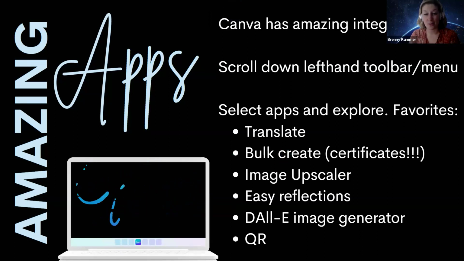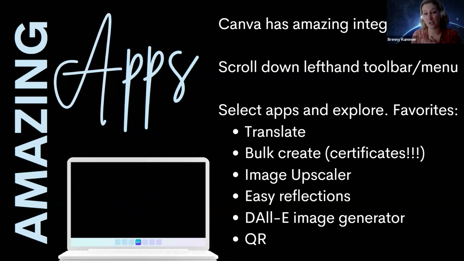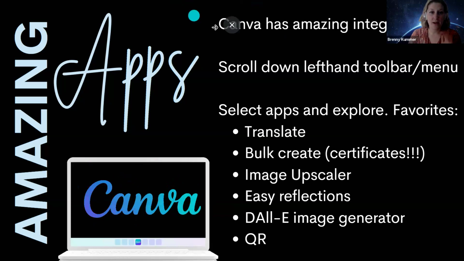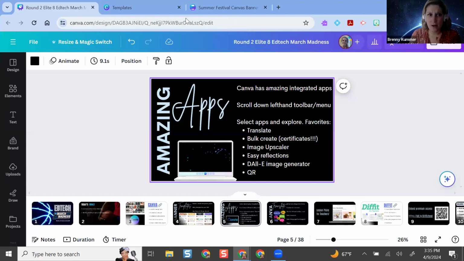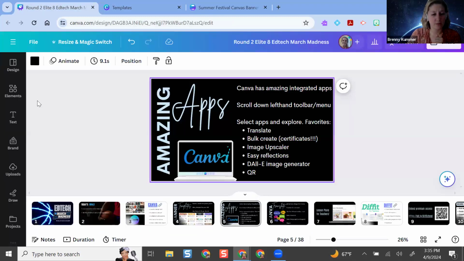All you have to do is upload a spreadsheet, pick a template that you like, and then it just merges all of the content from the spreadsheet into that template. So I'm not going to spend a ton of time on all of these different applications today, but I am going to show you how you can access them.